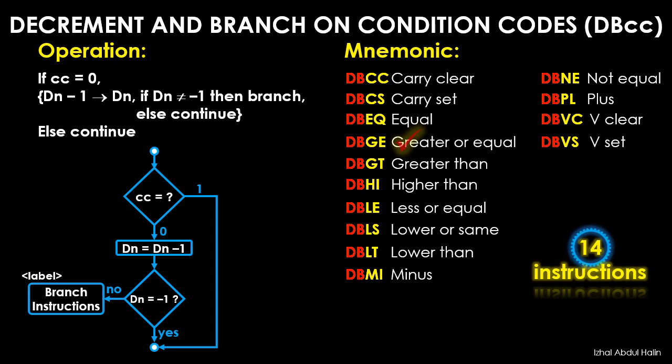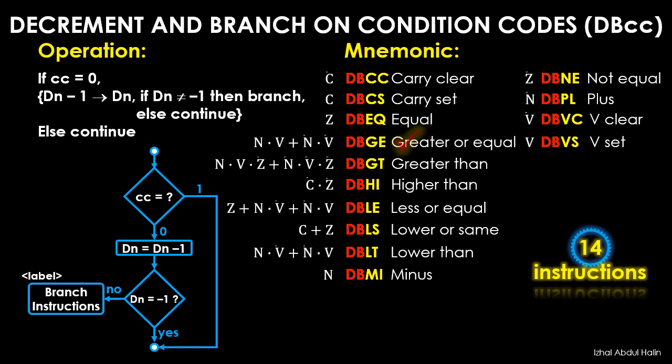The microprocessor knows whether to branch or not by observing the condition codes, which are in fact Boolean expressions, as shown here. The terms in the expressions come from the condition code register's flags. The flags are C, N, V, and Z. As an example, for the DBGE instruction, the 68K will branch when its condition code, given by the Boolean expression N and V, ORed with N bar and V bar, results in a logic 0. It will not branch when it is 1.